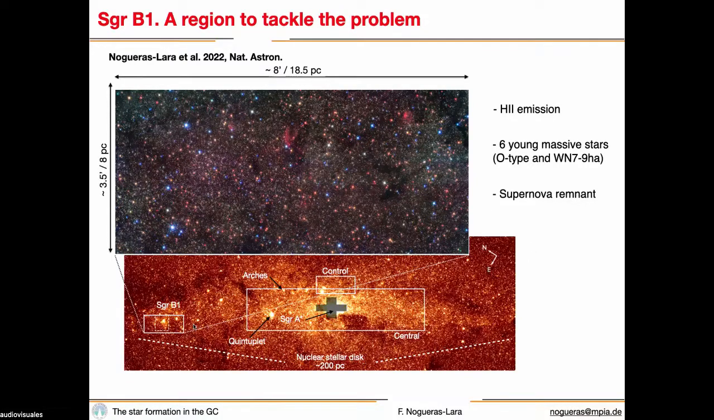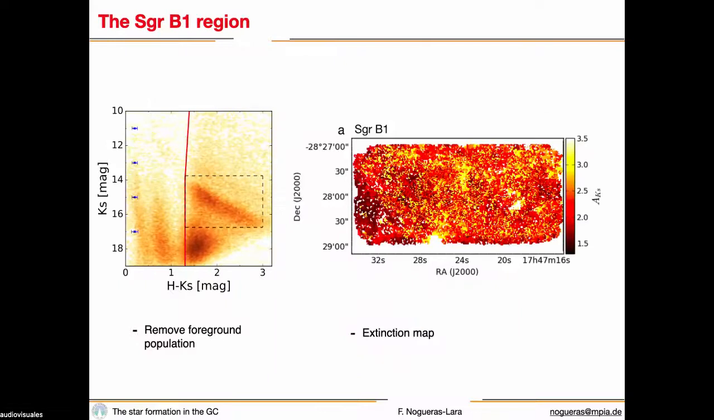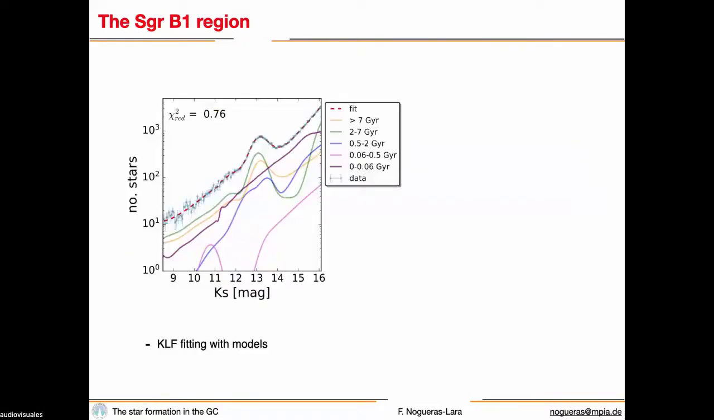You also need to take into account that the whole thing is rotating. The nuclear stellar disk is not static, but it's rotating with a period of around 5 million years for this region, the Sagittarius B1 region, with that radius. What we did was exactly the same thing, but now taking into account that we really want to know more about young stars. First of all, we have the color magnitude diagram. Once more, we remove the foreground population and we use red clump stars and similar stars with similar intrinsic colors to produce extinction maps. And this is the extinction map that we obtained. Then we used the luminosity function and compared it with theoretical models, but now paying special attention to the youngest population.